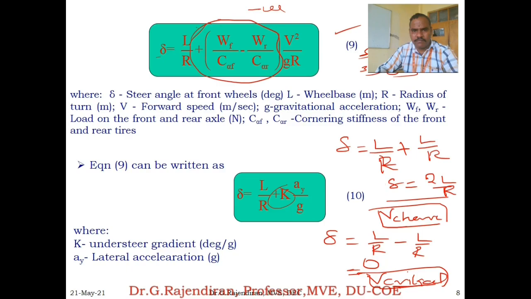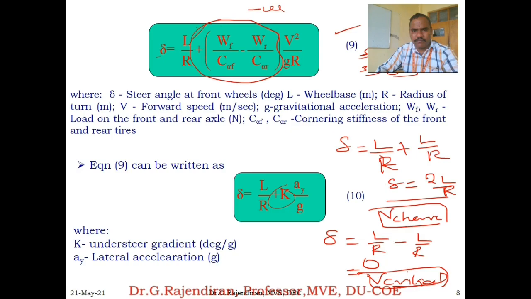The first case, irrespective of the vehicle speed, the steer angle is maintained constant. The second case, with respect to the vehicle speed, the steer angle is required to increase with the square of the vehicle speed. The third case, the steer angle decreases with the square of the vehicle speed. Clear?